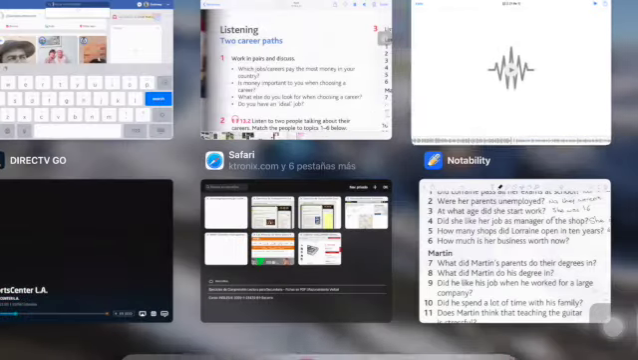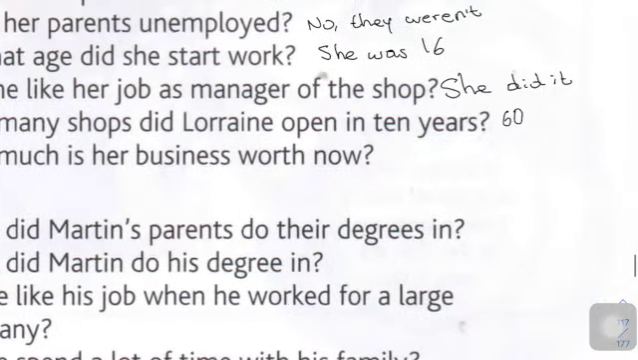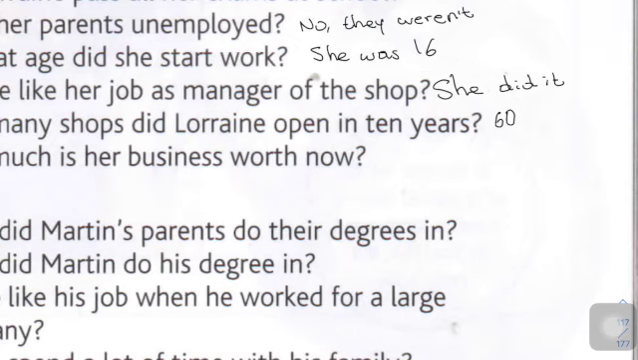Okay. So it is. What did you listen? Pay attention to this. 30 million, right? 30 million. Wow, that's a lot of money, right? 30 million pounds. That's incredible. That's a lot of money.